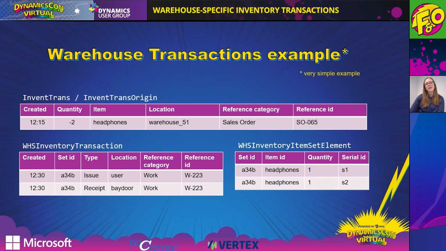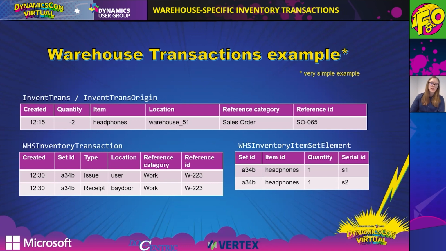If we come back to this example of selling 2 headphones, how would it look with new transactions? The beginning would be exactly the same. It's important to realize that inventory transactions for sales order and any other source documents work exactly the same as they did before. We have these entries in InventTrans, in InventTrans origin.